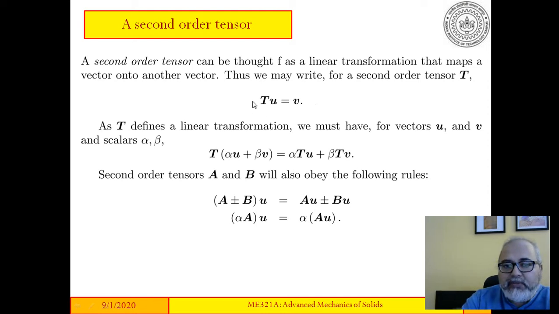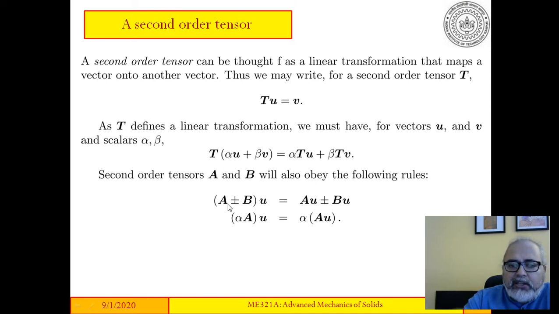You might have learned of linear transformations in your linear algebra courses. So this is a linear transformation which takes a vector and gives you another vector. Like all linear transformations, it is linear, which means that T applying on alpha u plus beta v, where alpha and beta are scalars, if it applies on this linear scalar combination of these two vectors, then you get alpha Tu plus beta Tv.